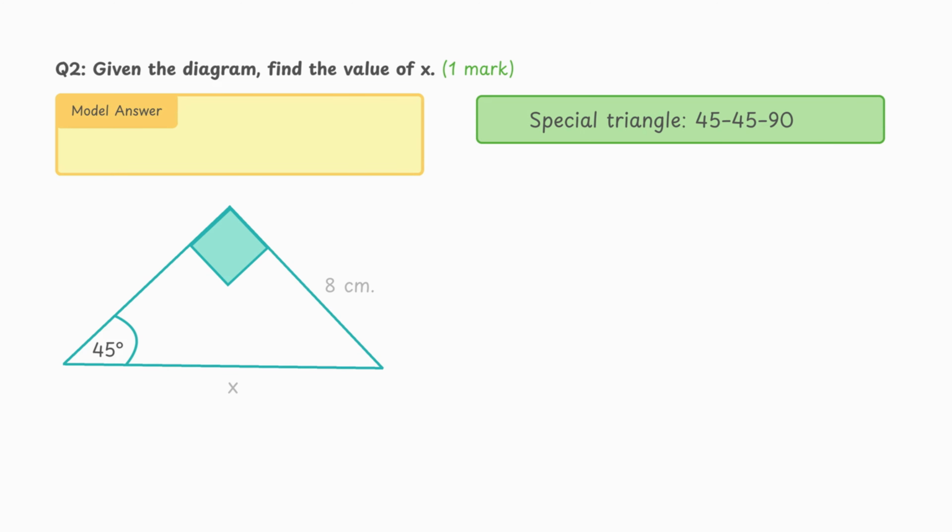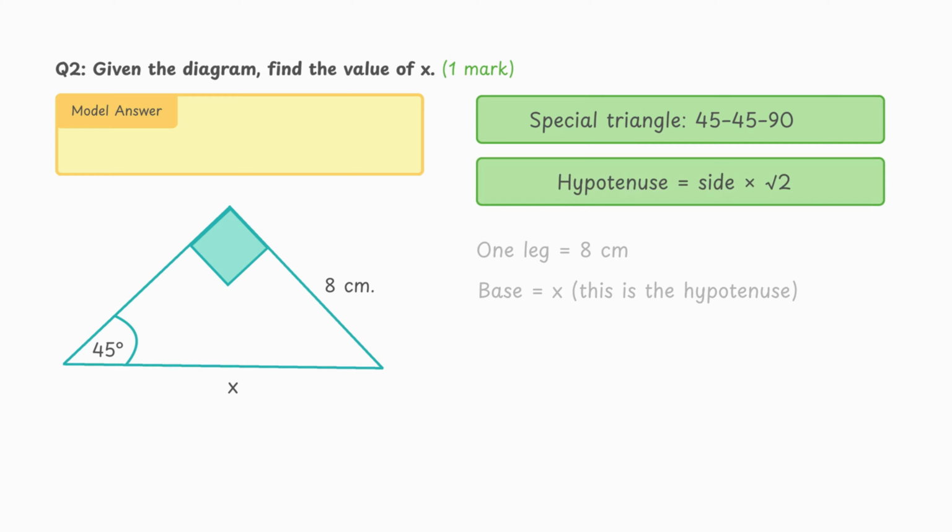Now pause here. This is a special triangle, and it has a known ratio. Both shorter sides are equal, and the hypotenuse is equal to one side multiplied by square root of 2. Now look at the diagram. One of the shorter sides is given as 8 centimeters, and the base, labeled x, is the hypotenuse. So we use the rule, hypotenuse equals side multiplied by square root of 2. Now substitute the value, x equals 8 multiplied by square root of 2. So the final answer is x equals 8 square root of 2.